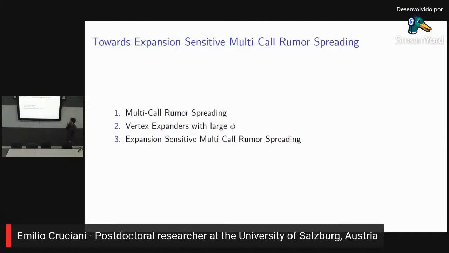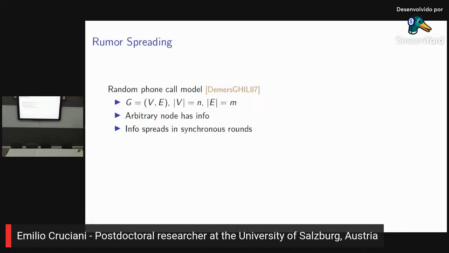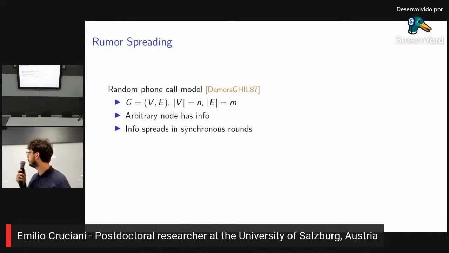Okay. So in particular, there are three new concepts that we introduce with this talk: multicolor rumor spreading, which I'll tell you more about; this class of graphs called vertex expanders with some large phi; and then this more general theory, which relates the two and tells us about properties of rumor spreading on this class of graphs.